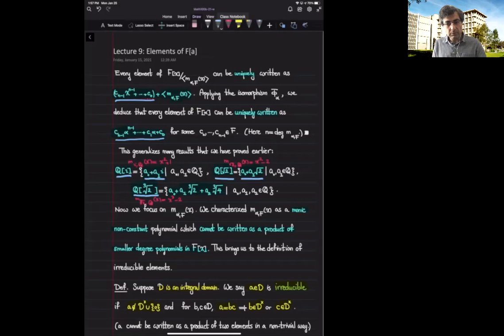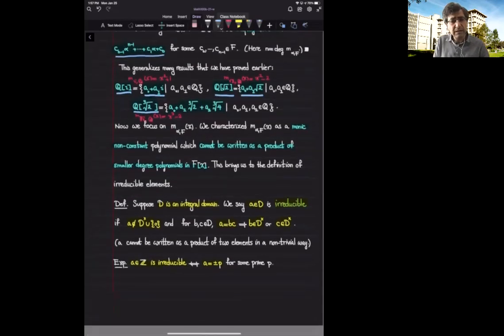So far we know that this minimal polynomial is a monic polynomial, it's non-constant, and it cannot be written as a product of smaller degree polynomials in F bracket X. The last condition brings us, and in fact all of them together bring us, to the definition of irreducible elements. We go over the definition of irreducible elements, we generalize it and try to understand them in the setting of an arbitrary integral domain.